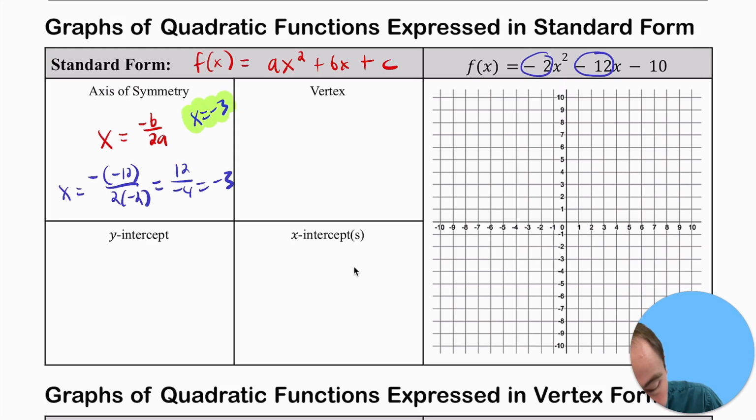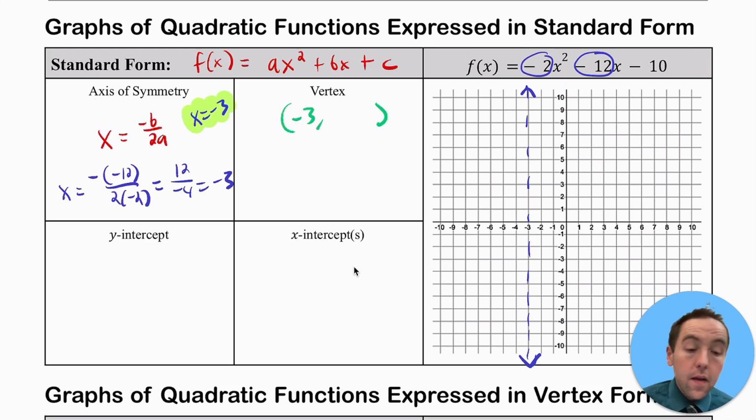What that tells us about the graph then is that x equals negative 3, this line right here, will cut the parabola directly in half, which then means the tip of the parabola, its vertex, has to be on that axis of symmetry. So then we'll know that the vertex has negative 3 for its x-coordinate, and then we could plug it into the equation to find the corresponding y-coordinate.